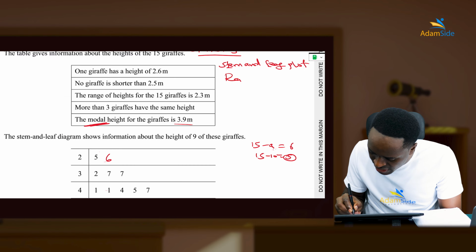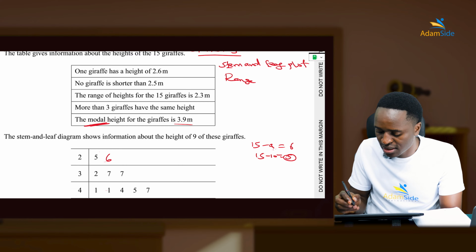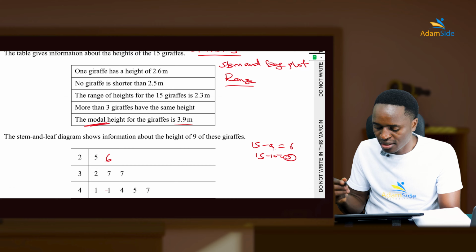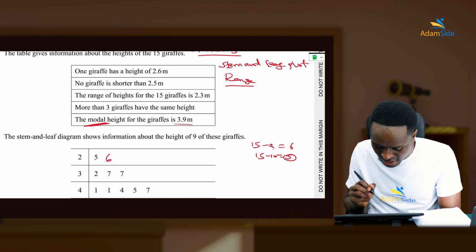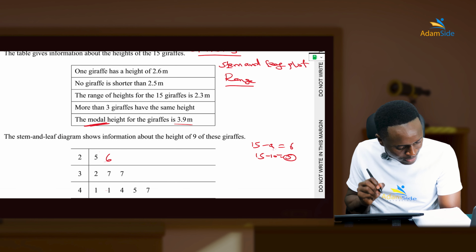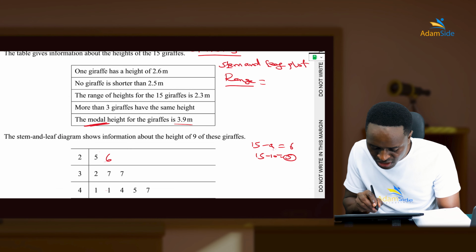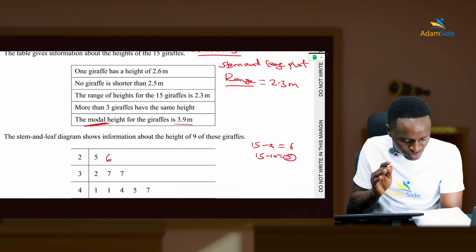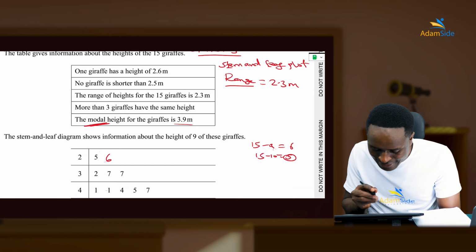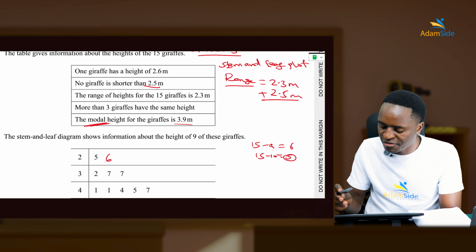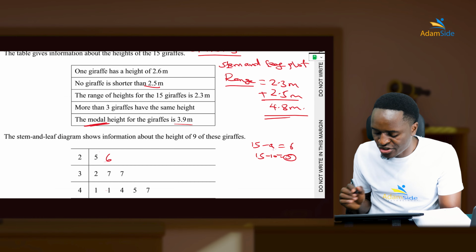What is range? Range is the difference between the highest length minus the shortest length. We don't know our highest length, but we have the range. The range of the height of the 15 giraffes is 2.3 meters. That's what we know. And we know the smallest is 2.5. So the range, 2.3, plus 2.5 will give us the largest.